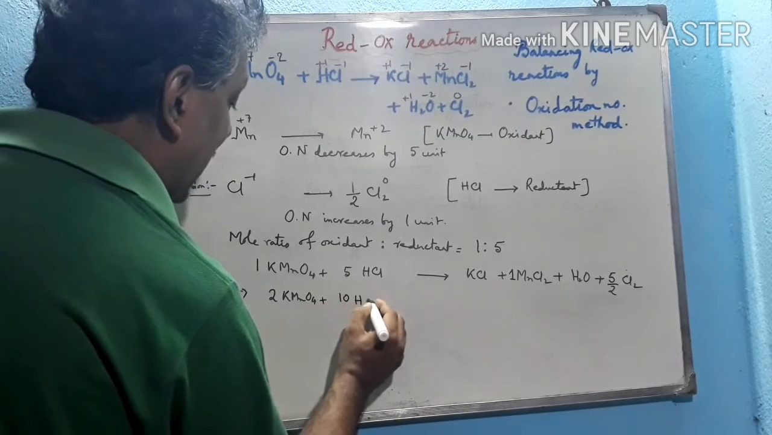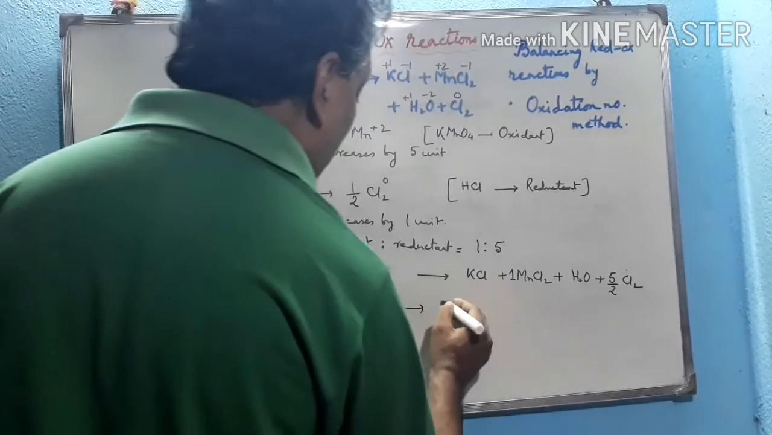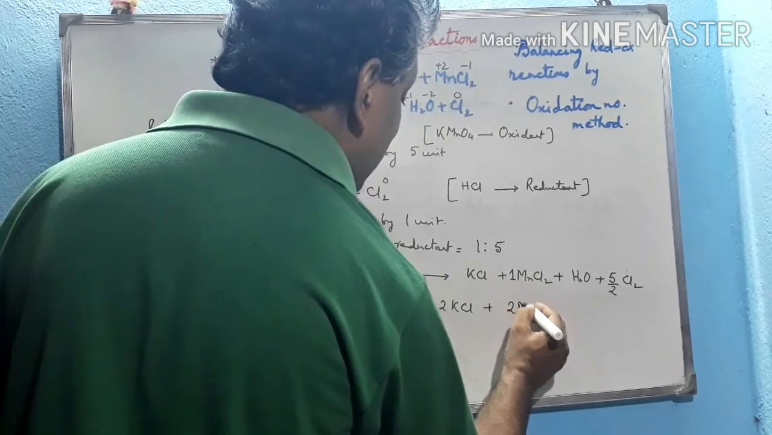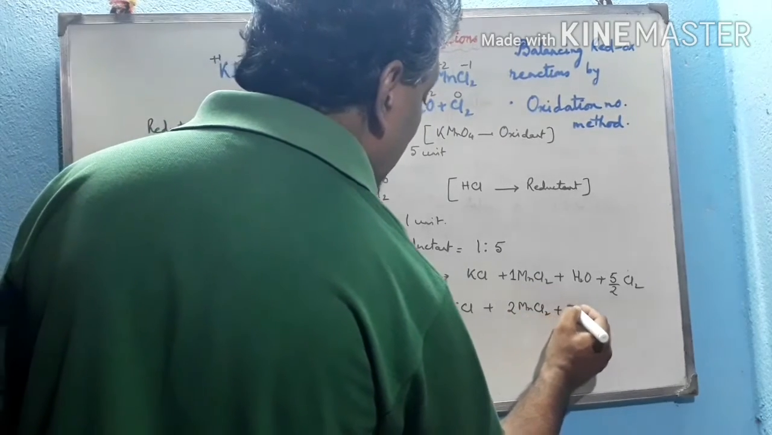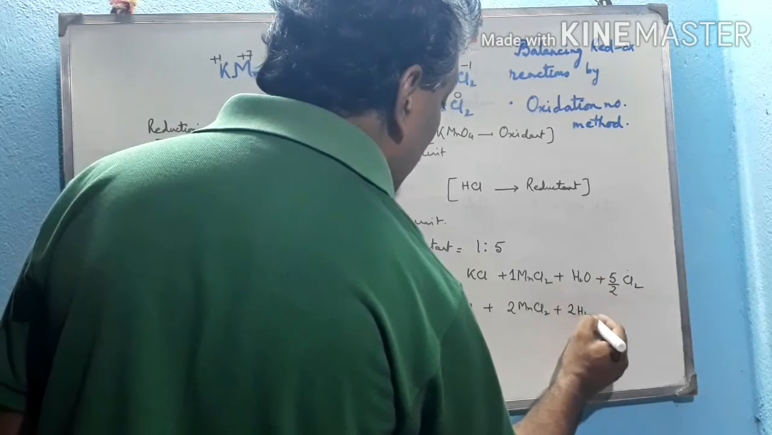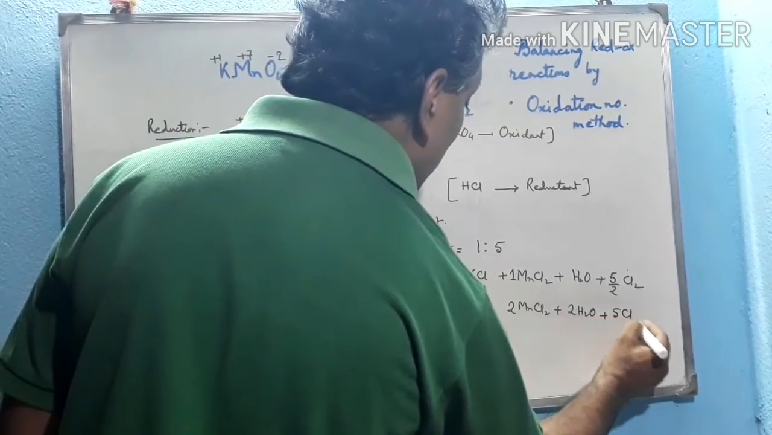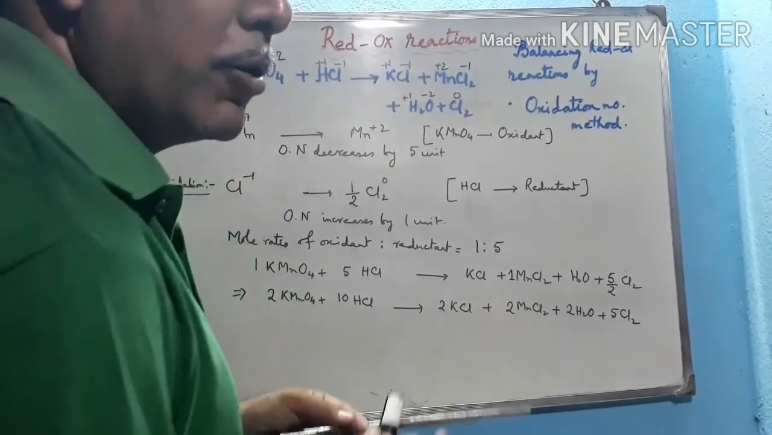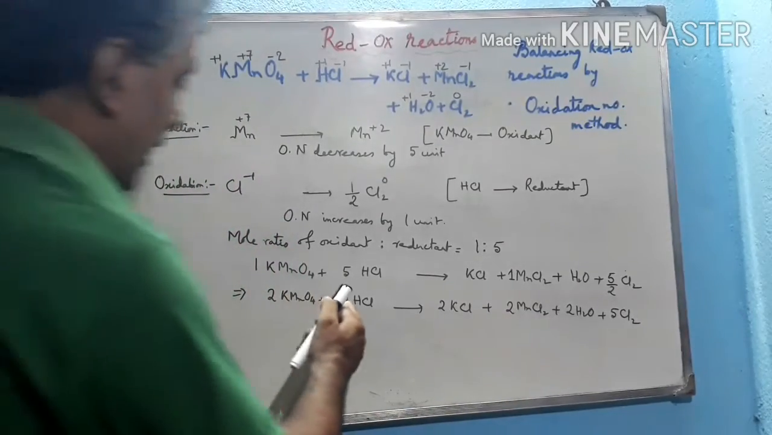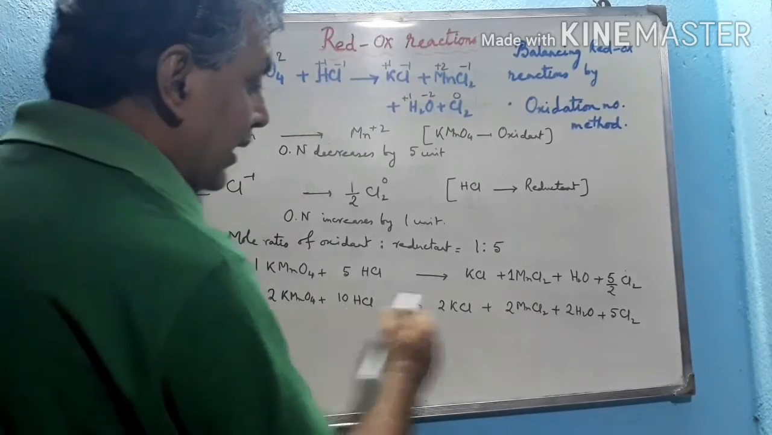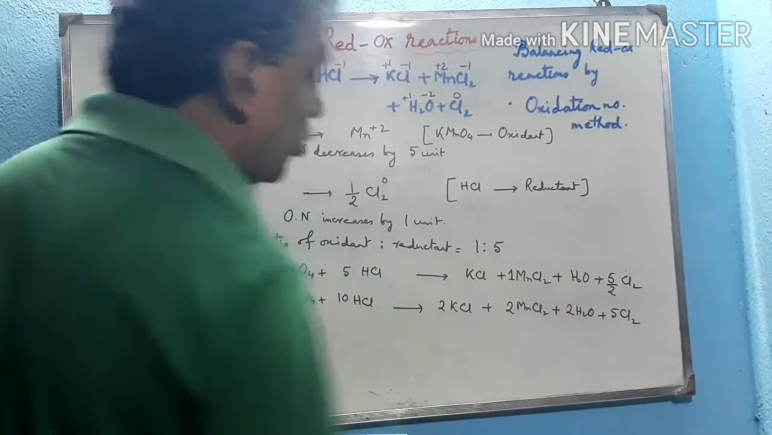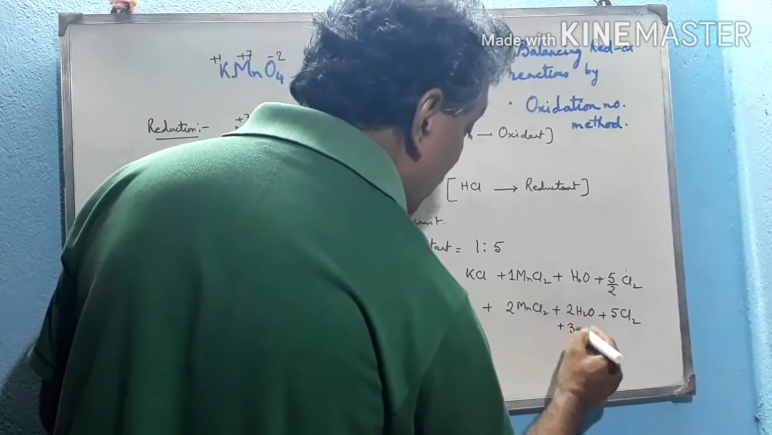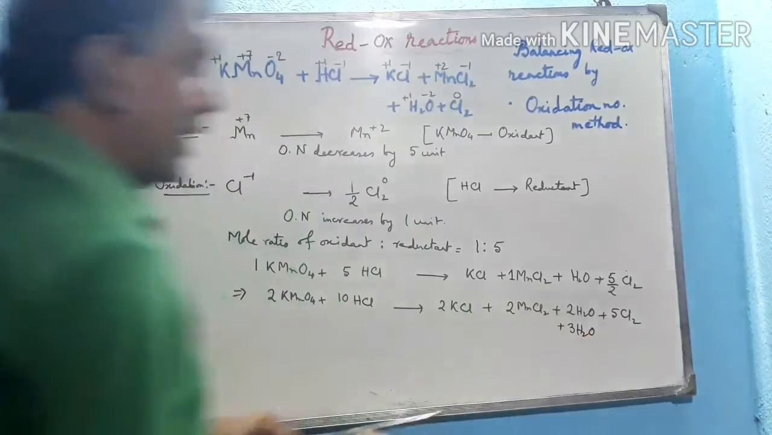plus 10 HCl arrow 2KCl, 2MnCl2, 2H2O, 5Cl2. Now we have to balance the number of hydrogen and oxygen atoms on both sides. Here the total number of hydrogen is 10. Here the total number of hydrogen is 4. So we have to add an extra 3H2O so that the total number of hydrogen atoms on both sides is balanced.